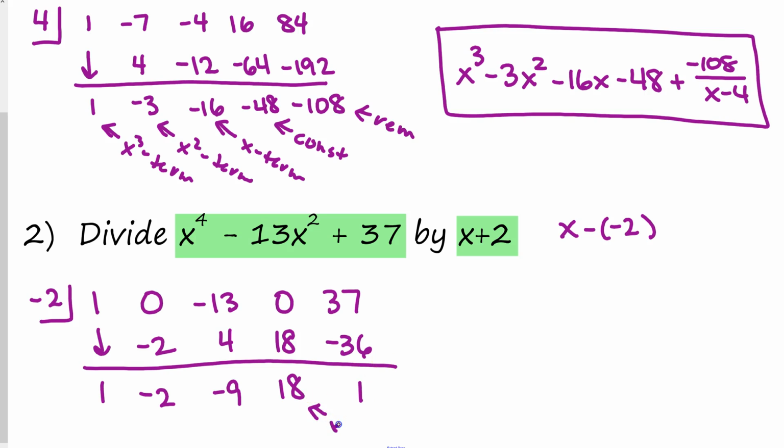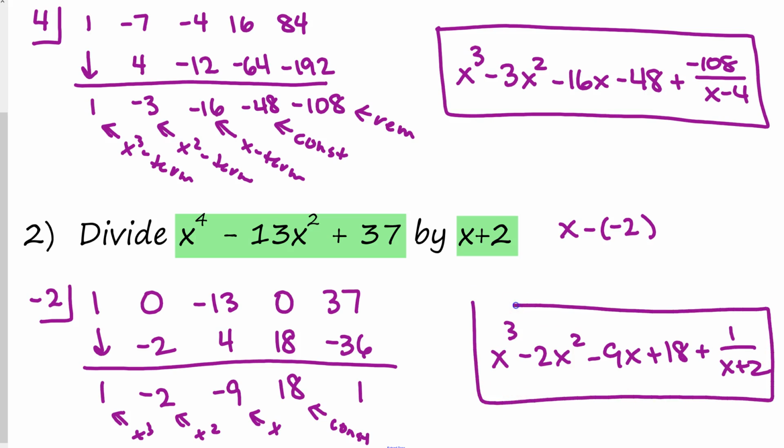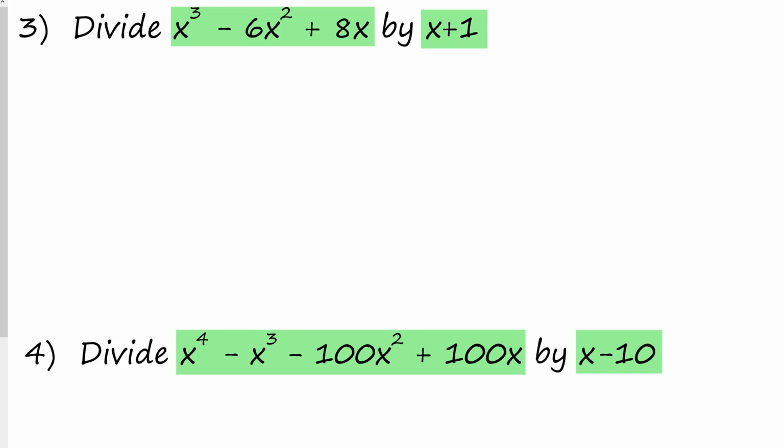So this is going to be the x, oh, sorry, I forgot my constant, didn't I? This is going to be the constant, the x squared, and the x cubed. So we have 1x cubed minus 2x squared minus 9x plus 18 plus 1 over x plus 2. Okay, let's try a couple more. I would suggest that you pause the video, try it yourself, and then see how you did.